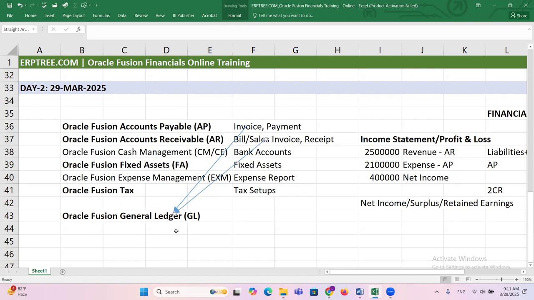Now in the general ledger application, I have expenses which are coming from AP, and revenue which is coming from receivables. Can I prepare the income statement within the GL? Yes, I can prepare the income statement within the GL. I need not go around AP and AR, not required. Everything is in one place.